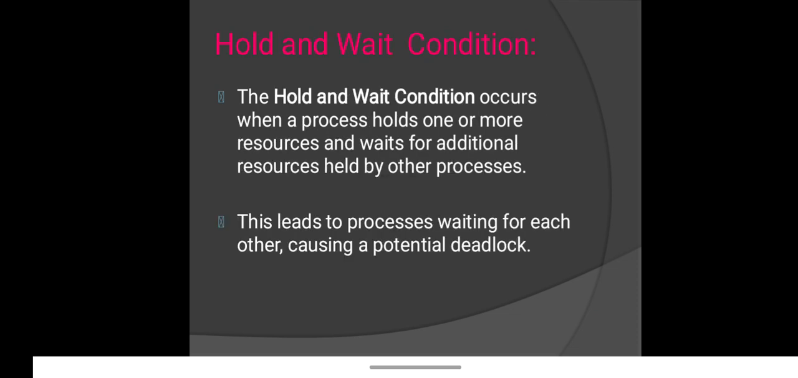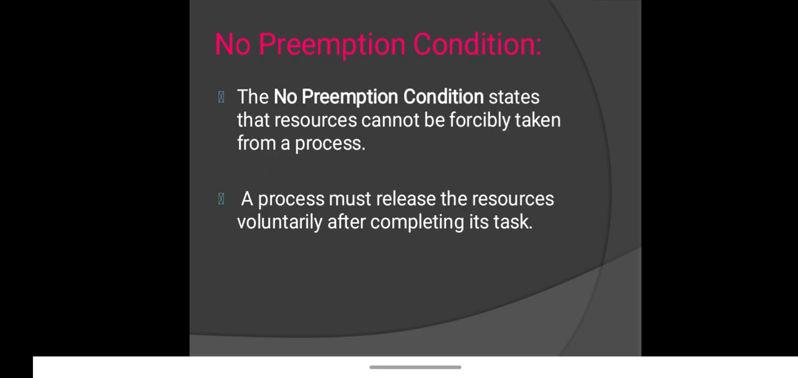And next one, the hold and wait condition. The hold and wait condition must be guaranteed so that whenever a process requests resources, it does not hold any other resources. This leads to processes waiting for each other, causing potential deadlock. And next one, the no preemption condition. The third condition is that there is no preemption of resources that have already been allocated. The required resources are taken back from the process holding them and given to the requesting process.